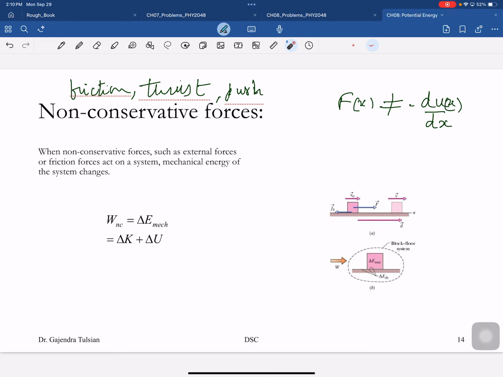So here's an example. If I lift this object up, the lifting force is a non-conservative force, and I've increased the mechanical energy of the system. And now if I let go and only gravity is acting, then in that motion, mechanical energy is conserved.